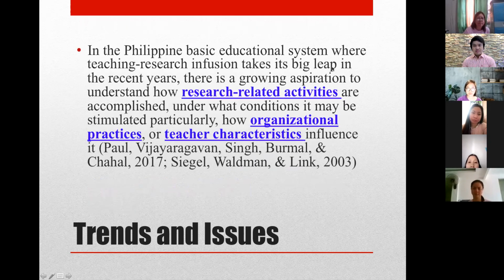So in the Philippine basic educational system, where teaching research infusion takes its big leap in the recent years, there is a growing aspiration to understand how research-related activities are accomplished, under what conditions it may be stimulated, particularly how organizational practices or teacher characteristics influence the research productivity of the teacher. So ibig sabihin, ito yon, organizational practices.